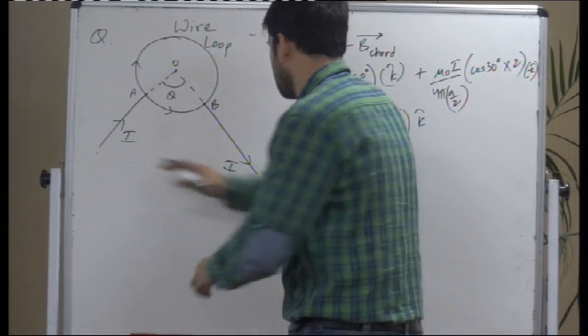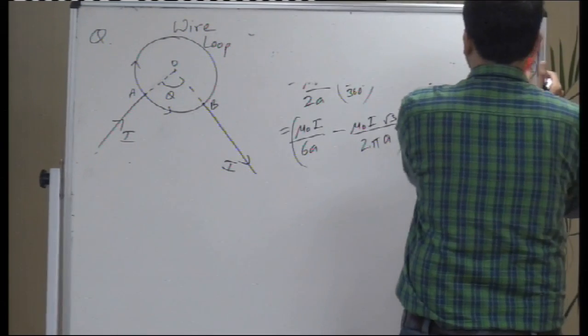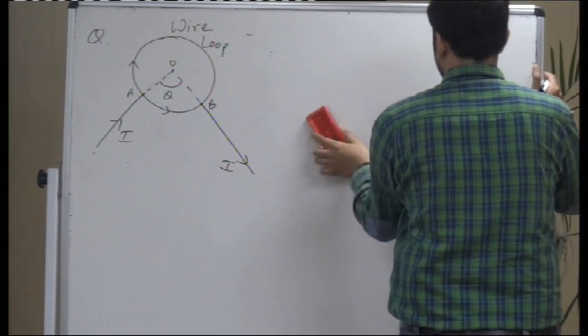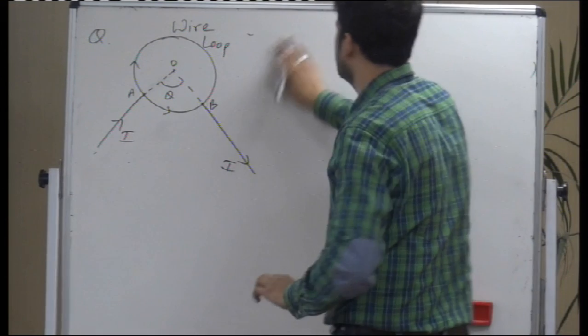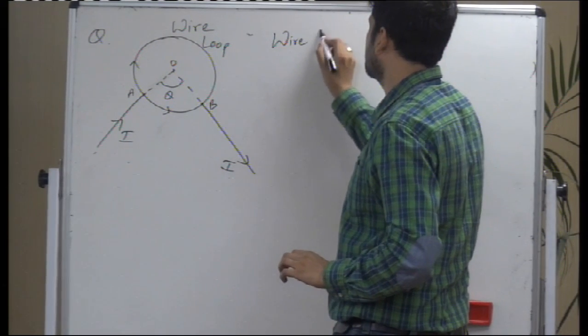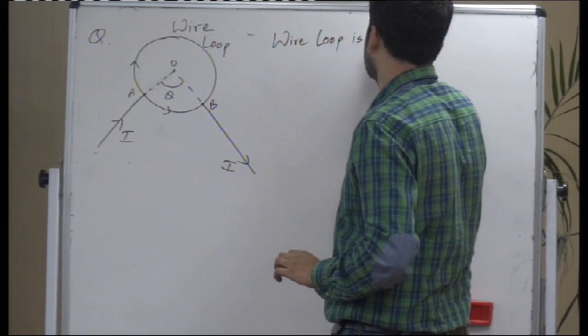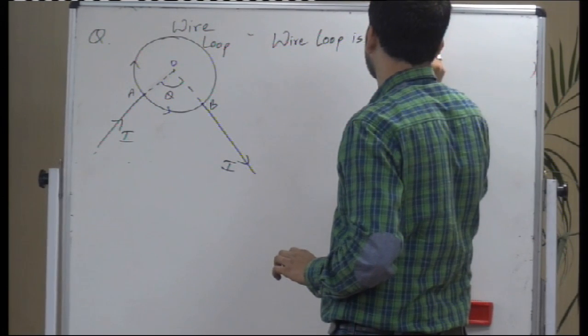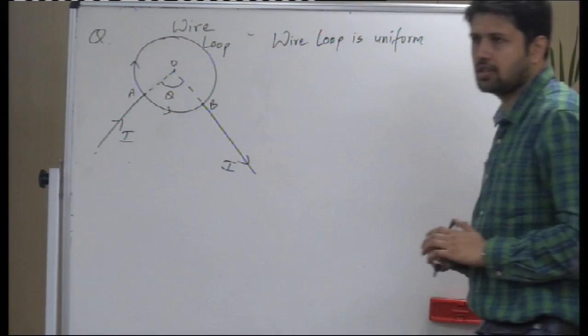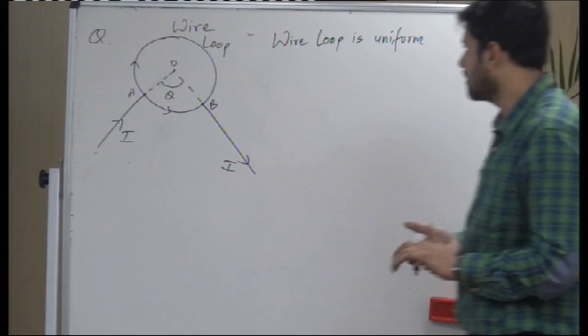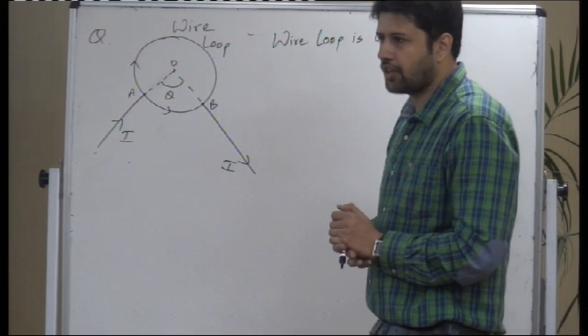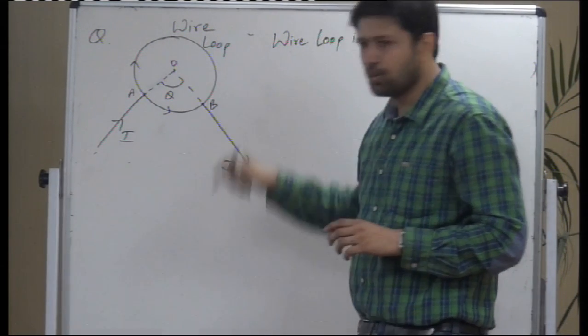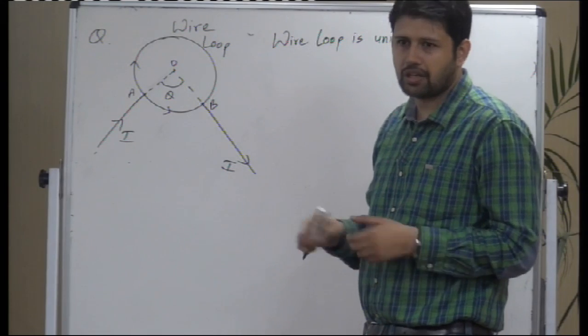Okay. So I'll erase this one. The wire loop is uniform. Getting my point? So what happens? The upper part would have more resistance and the lower part would have less resistance.